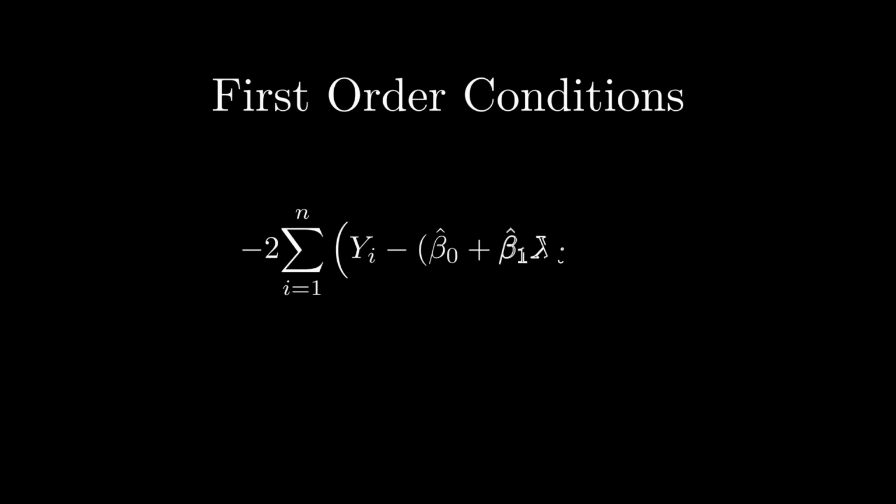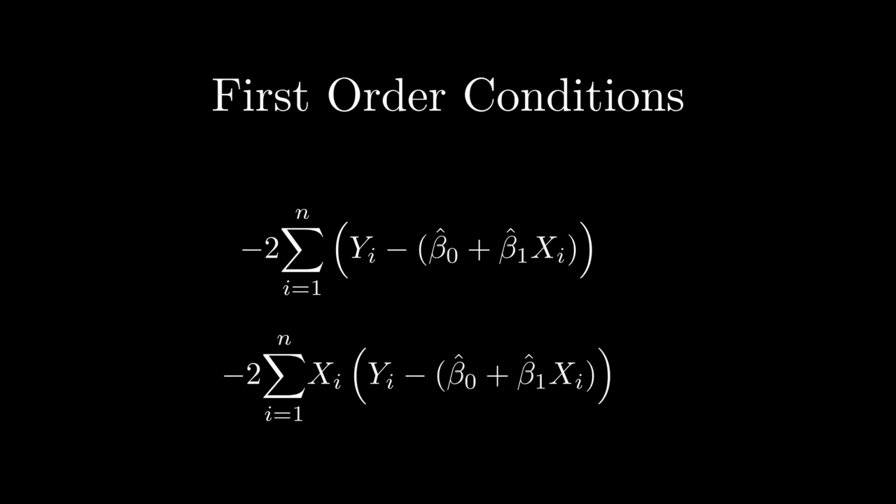The best intercept is the one that makes the derivative of the first equation 0. And likewise, the best slope is the one that makes the derivative of the second equation 0. So set these two equations equal to 0 and solve for the best beta 0 and beta 1. Again, this is generally how to find maximums and minimums of functions in calculus. But before we go any further, let's get rid of the negative 2's by dividing each side of each equation by negative 2, just to clean things up a bit.